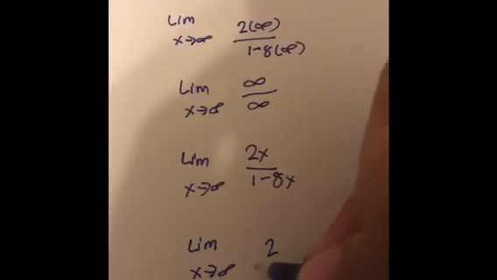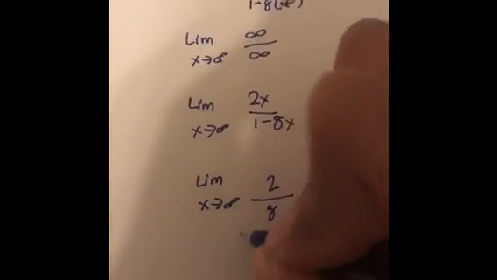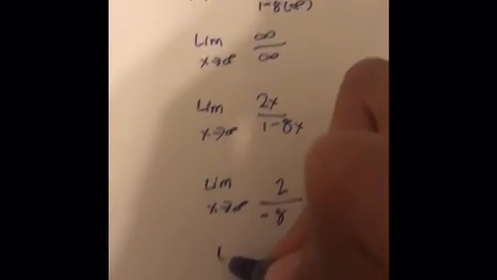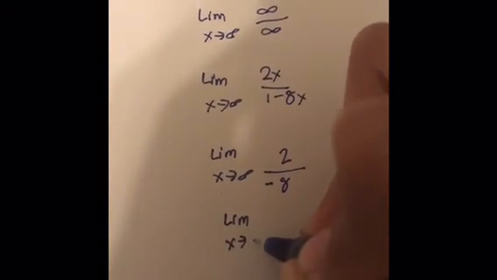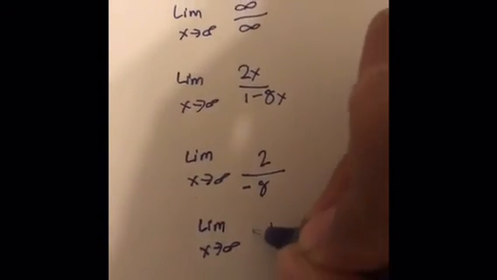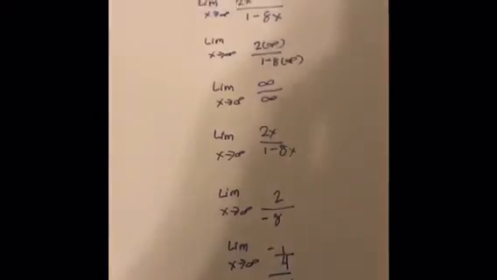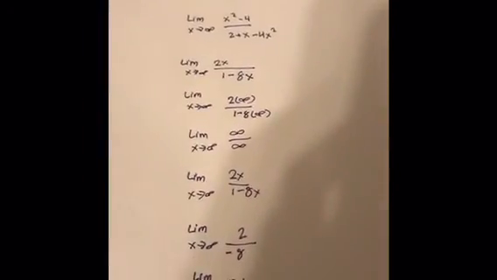Okay, so that would be 2 over 8, and actually negative 8. So that's just negative 1/4. And that would be your limit right there, guys. So basically that's what L'Hopital's rule was, and that's how it functions, and that's what a limit was.